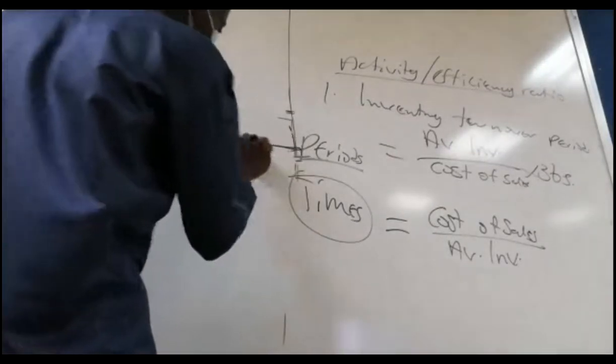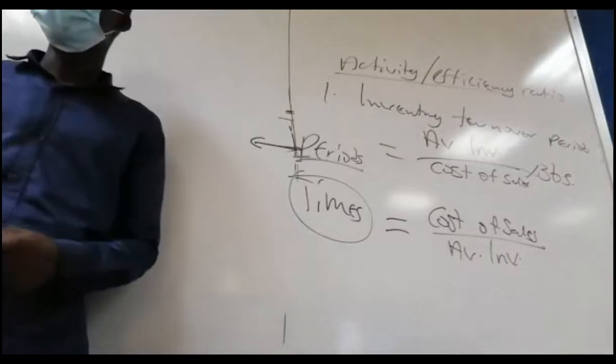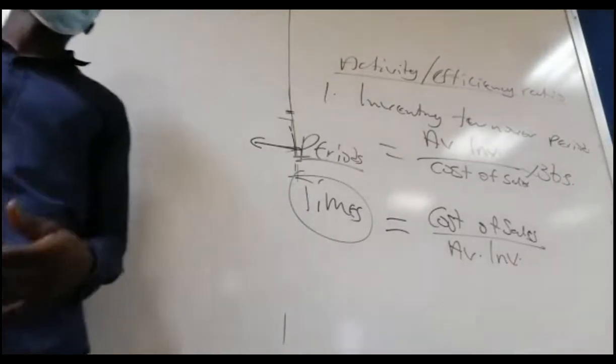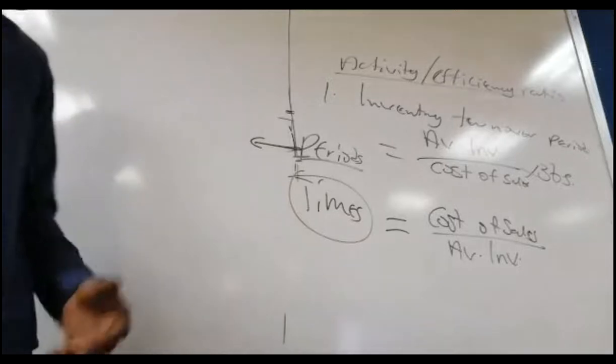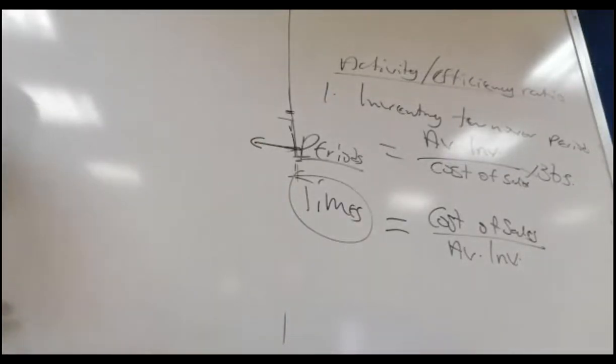In periods, the shorter, the better. Because ideally, it should take you shorter periods to sell your goods. If the goods are taking a long period, why? Are you selling tractors or buildings? So that is it.